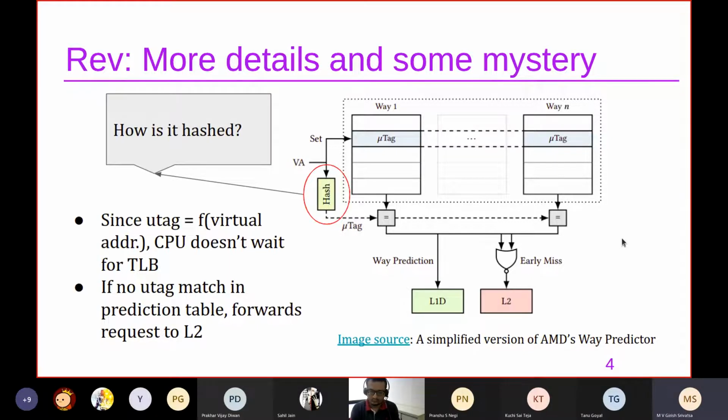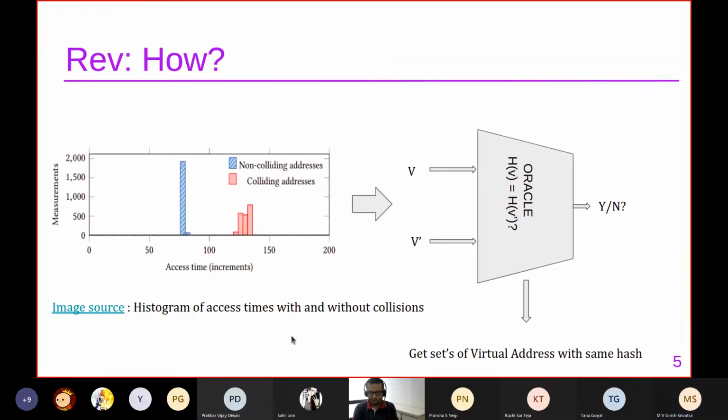Now, in case the mu tag is missing within all of the ways, then you don't need to go ahead with the TLB and then check the physical tag on all of them. You can directly forward the request to L2 cache.